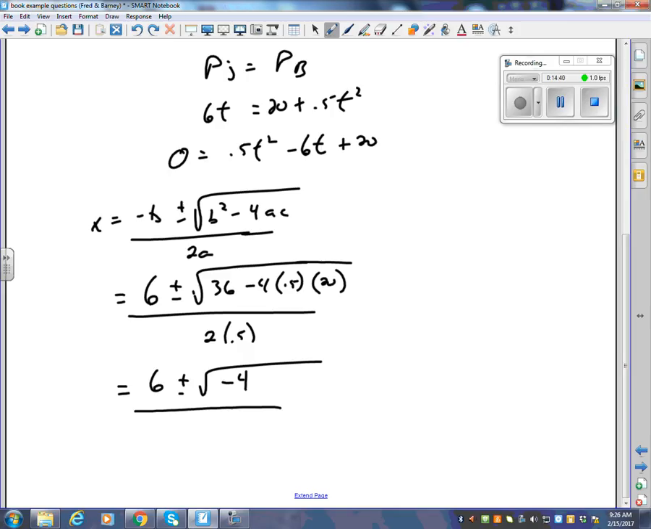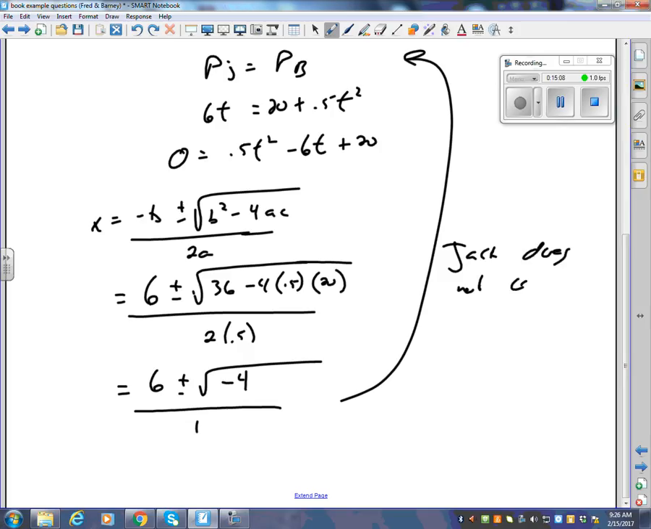Uh-oh. Whoa, did I make a mistake? What does this mean? It means that there's no solution. So in other words, you go back to the assumption that the positions are the same, which means that is not true. In other words, Jack does not catch the bus.